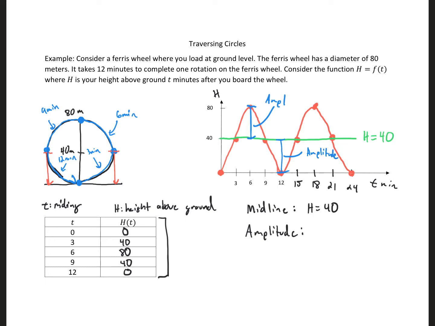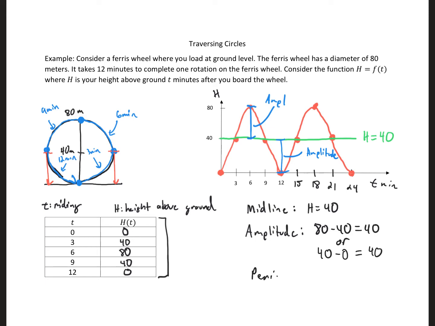So to find the amplitude, there's 2 essential ways to do this. The first is to take the greatest output and subtract the midline. So 80 minus 40 is 40. Or you could take the midline and subtract the least possible output. 40 minus 0 is still 40. That's just a coincidence in this case because we're on ground level that our amplitude is equal to the midline. Most of the time that's not going to be the case. In a second we'll look at an example of that.